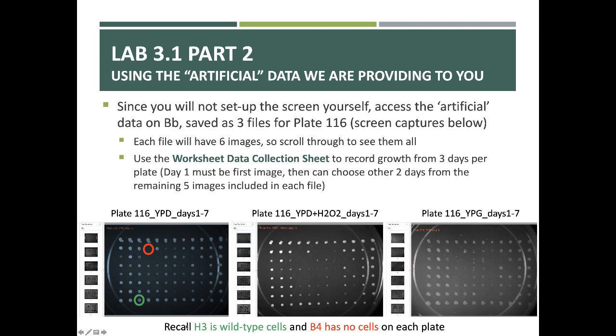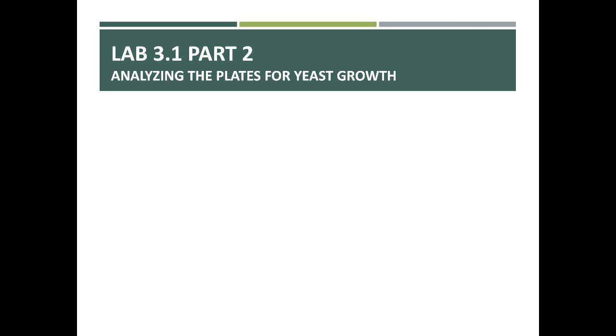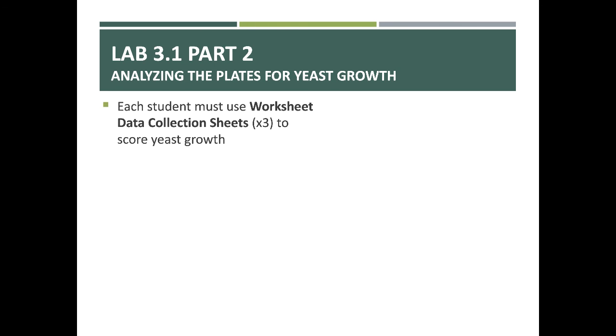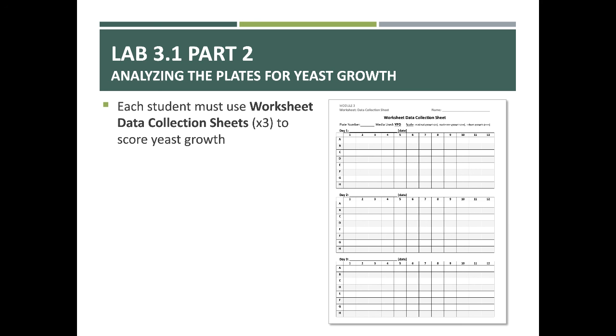And just to remind you, here are our controls, H3 for our wild type cells, and B4 for the no cells. On Blackboard, you will see these worksheet data collection sheets, and let me show you what they look like real quick. Now as you're looking at all of these plates for each of the days, it might get a little confusing. And so I've included some data collection spreadsheets for you on Blackboard. You don't have to use these and you don't need to turn them in, but it might make life a little easier as you're evaluating the data.